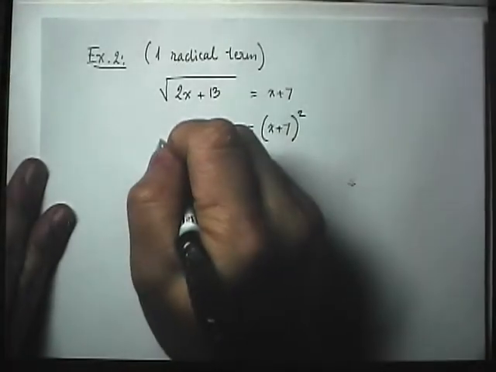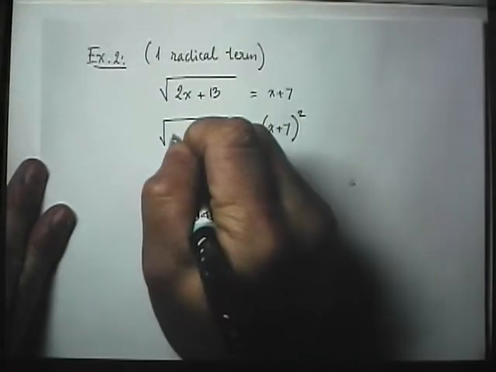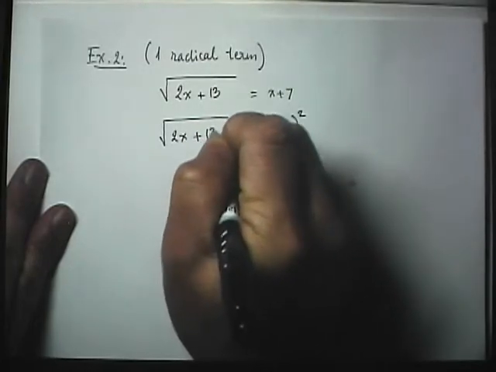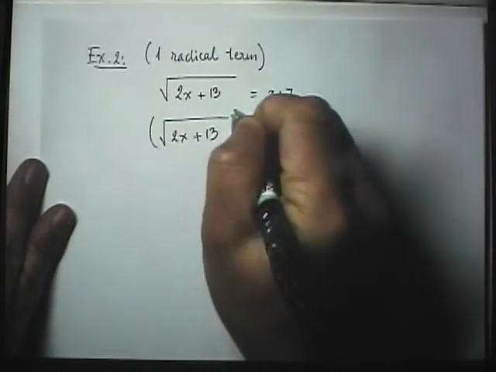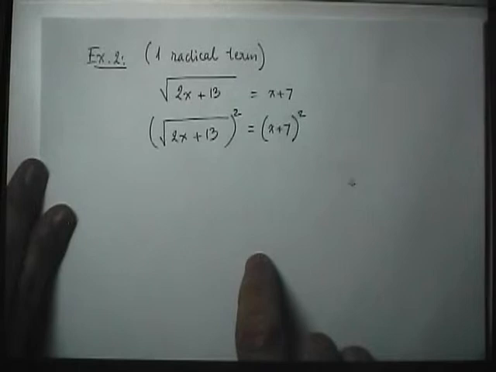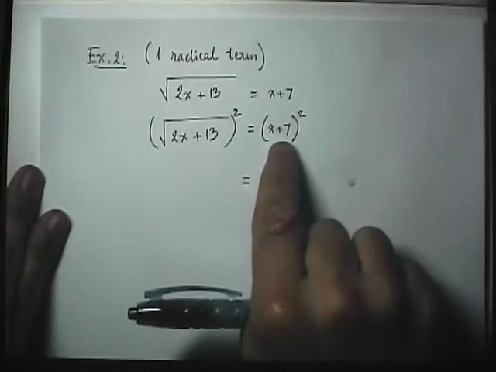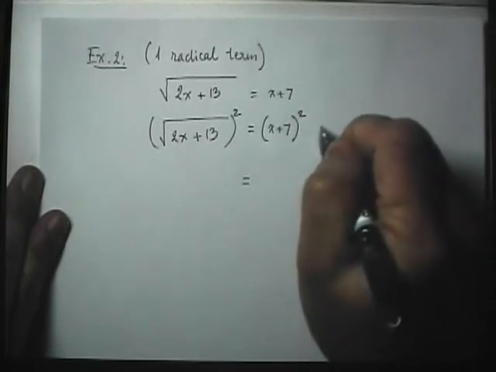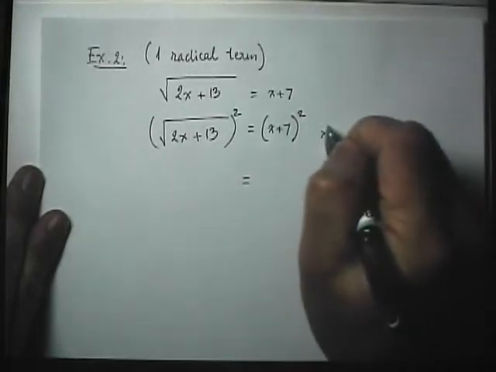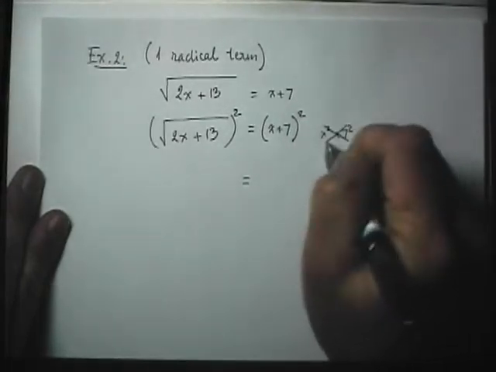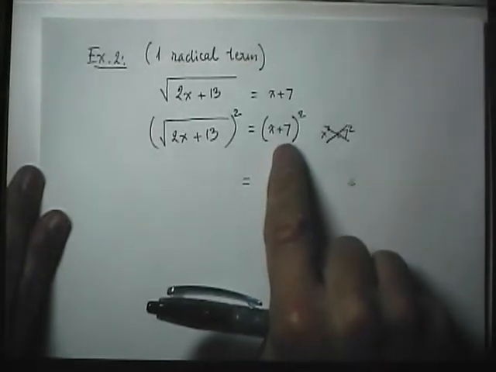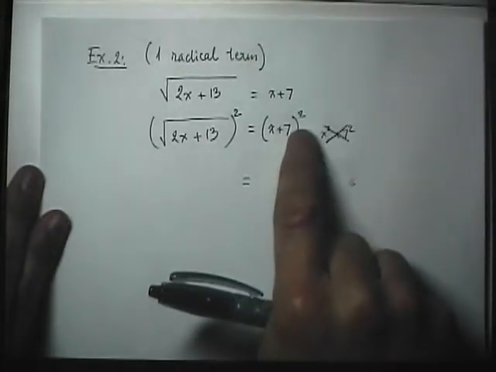The left-hand side, once again, you square the whole thing. So all that, 2x plus 13 underneath the square root, you need to square all that. And setting the two sides equal to each other. And so now, please, this thing is not going to just be equal to x squared plus 7 squared. That's wrong. Remember, you have to FOIL the right-hand side to get it out of the square right here.